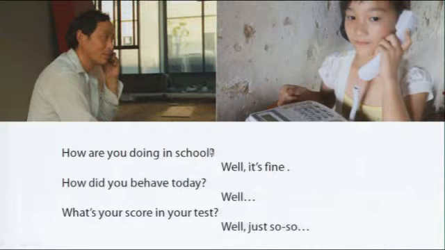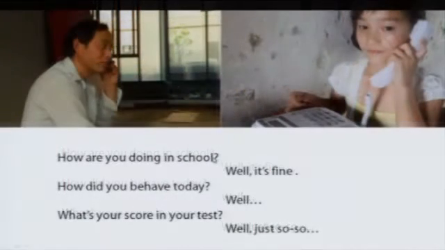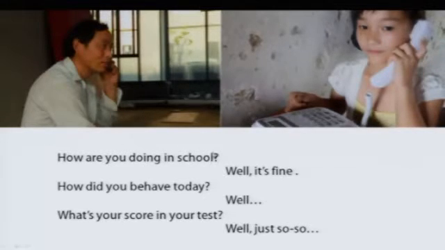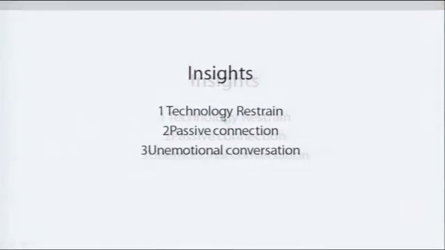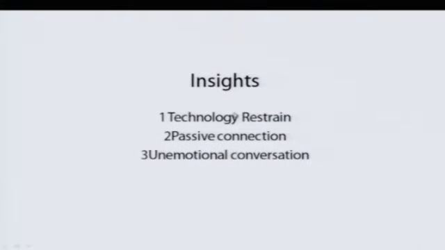They are unfamiliar with each other's life. The communication is difficult to get into details. Ting's father always asks about her school performance. It makes Ting feel bored and depressed. The more they know each other's life, the more details they can share, which leads to emotional conversation. So from Ting's story, we sum up these insights. There is high-restraint technology and devices in rural areas, and children are passive in connection. The communication between out-migrant parents and the left-behind children is unemotional.